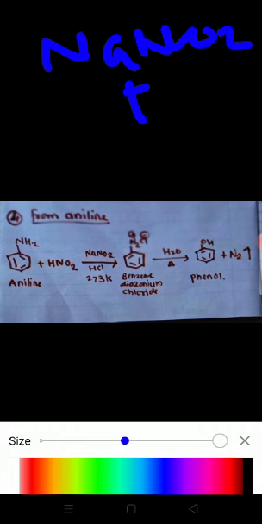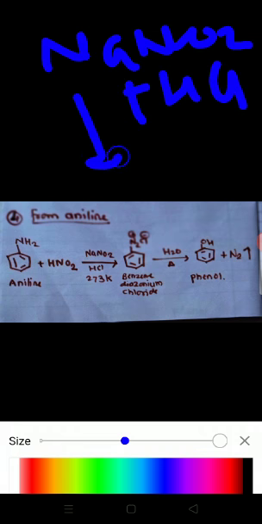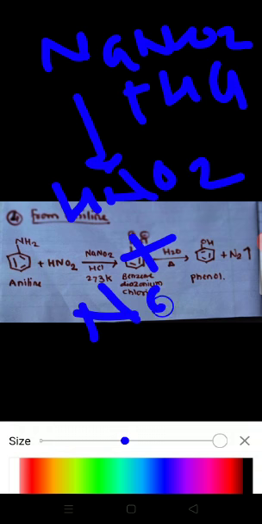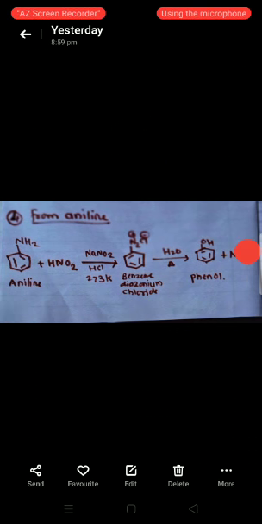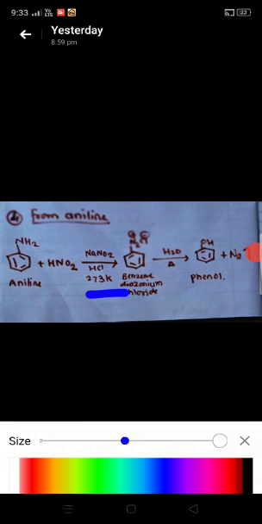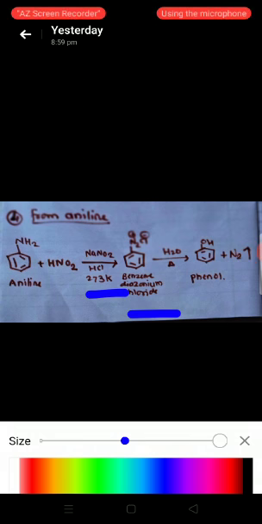When we treat this aniline with nitrous acid, that is, the mixture of NaNO2 plus HCl, it forms HNO2 plus NaCl. This HNO2 is added here at 273 Kelvin. This reaction is done at 273 Kelvin. In the first step, benzene diazonium chloride is obtained.